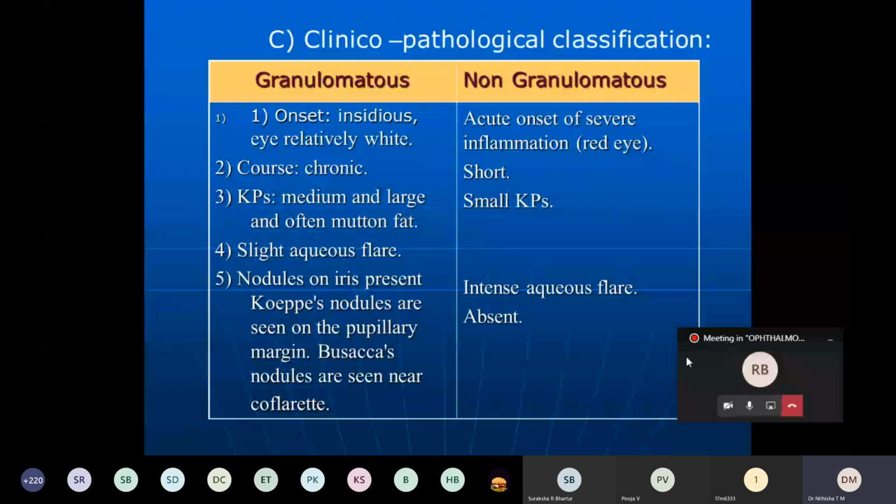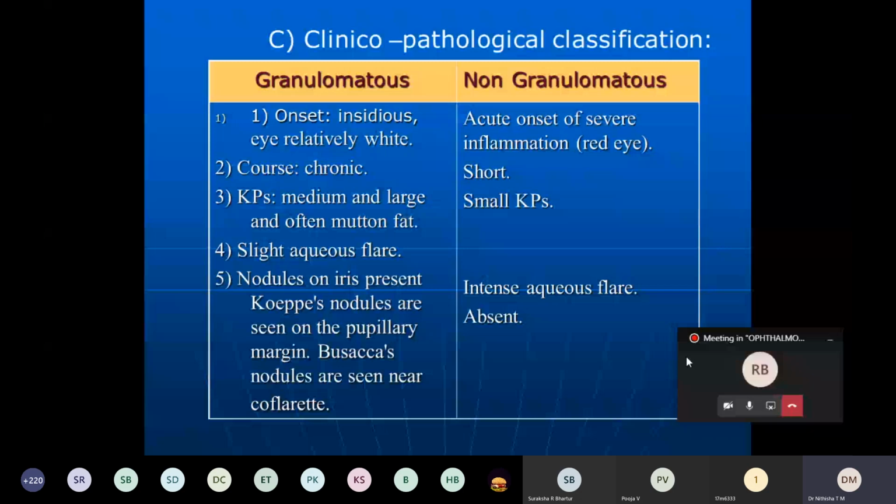How do you differentiate granulomatous from non-granulomatous uveitis? This is also one of the classifications, the clinico-pathological one, which I was telling you. Okay, anatomical classification, clinical classification, duration also you have, and morphological classification. This question has been asked several times.